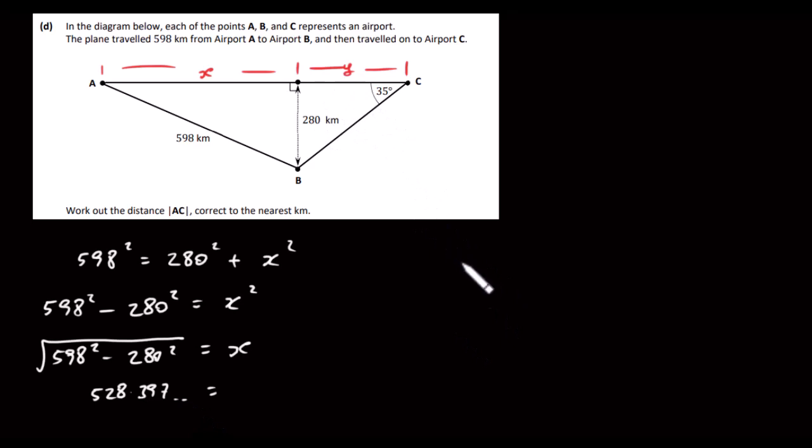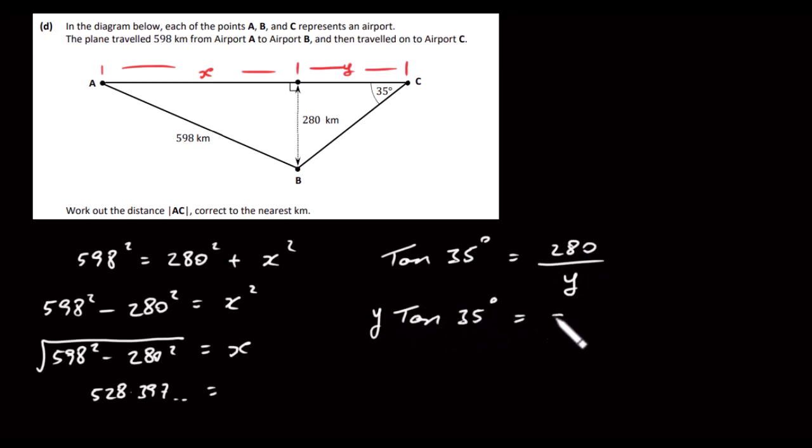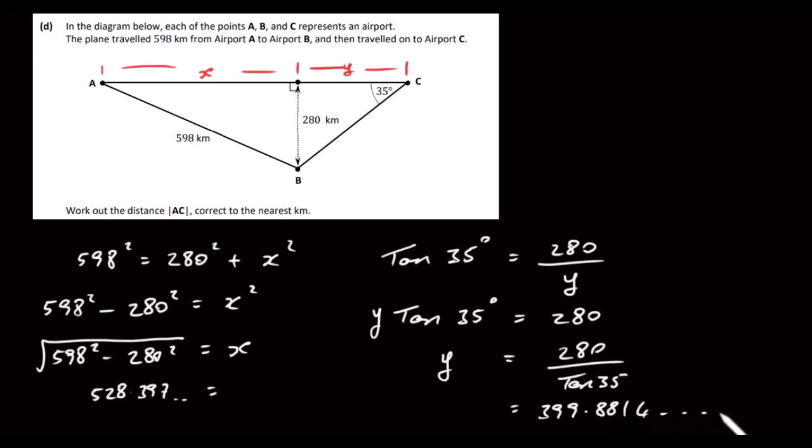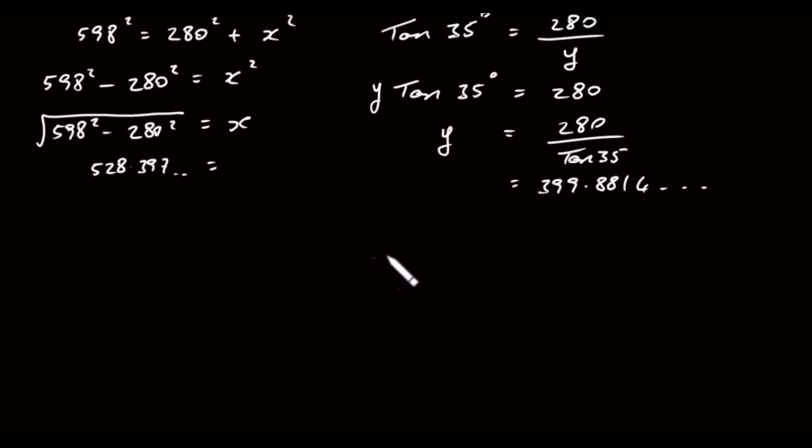Now I'm going to work out y. So this is another right angle triangle, so we're going to use trigonometry here. We have the opposite, and we're looking for the adjacent. So tan of 35 degrees is equal to 280 divided by y. Cross multiply, you get y tan 35 degrees is equal to 280. So y is equal to 280 divided by tan 35. When you do that, you get 399.8814 and so on.